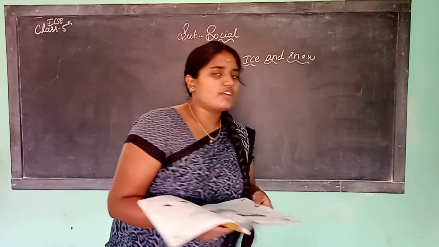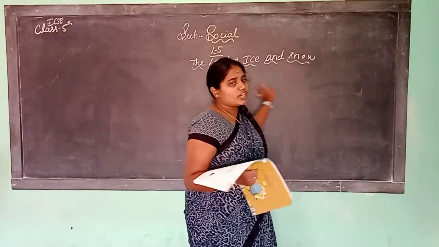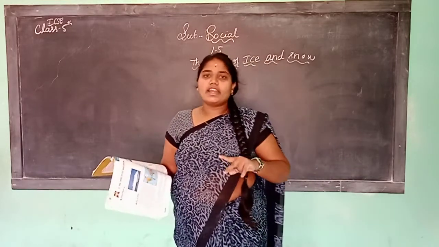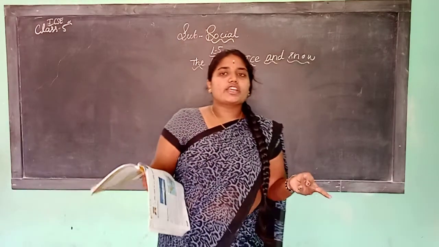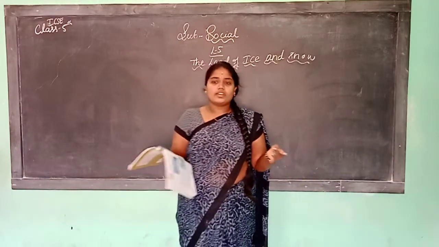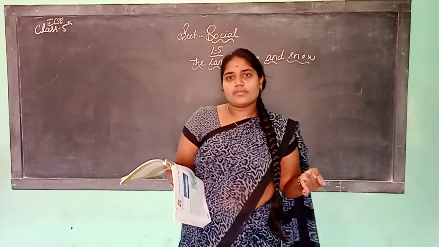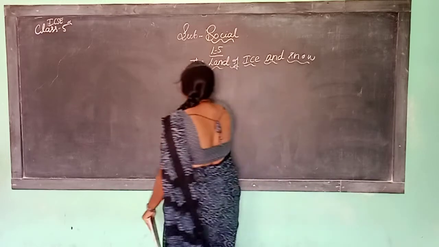North Polar region. Where is this Greenland? So in desert, there are two types of desert. Children, one is hot desert and another one is cold desert. So what does desert mean? An area covered by sand is known as desert. In last lessons, we all learned what desert means.